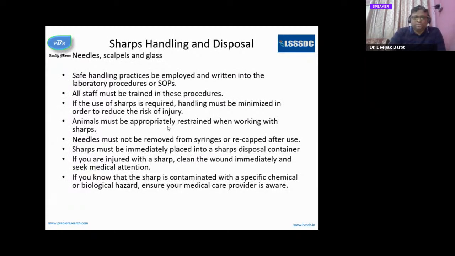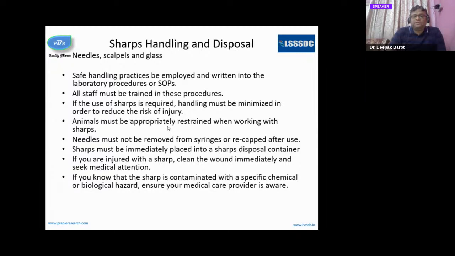I'm getting too much into details, but these are very common things for any animal facility where you do your animal testing. So for sharps and all, please maintain your respective state biomedical waste guidelines. And avoid getting any injuries from these sharps and whatever biological waste in the form of animal carcass, tissues, organs, blood, cottons, or whatever you used, syringes, needles. Please discard them in the prescribed procedure as per the biomedical waste guidelines.